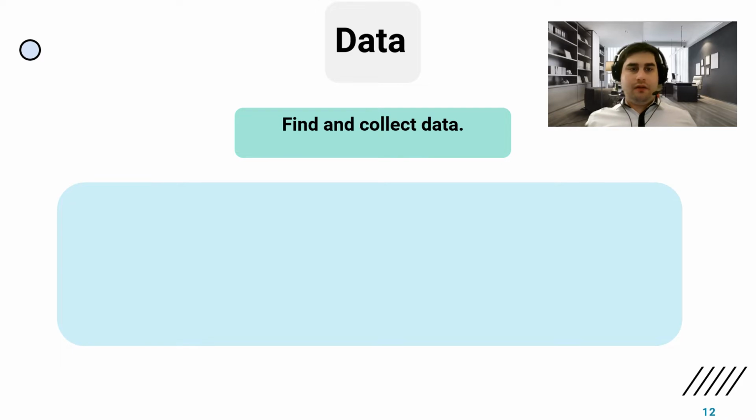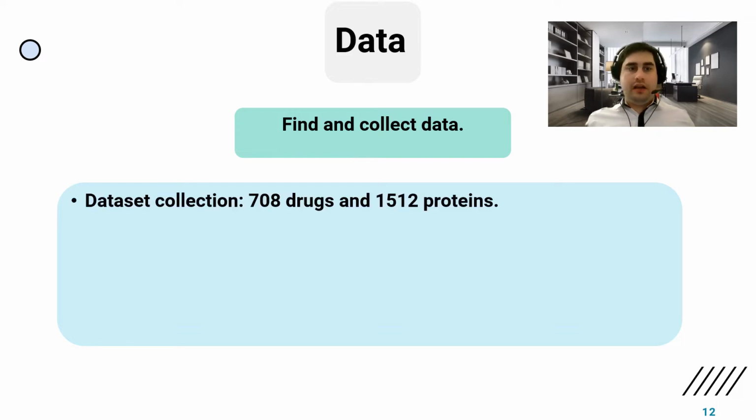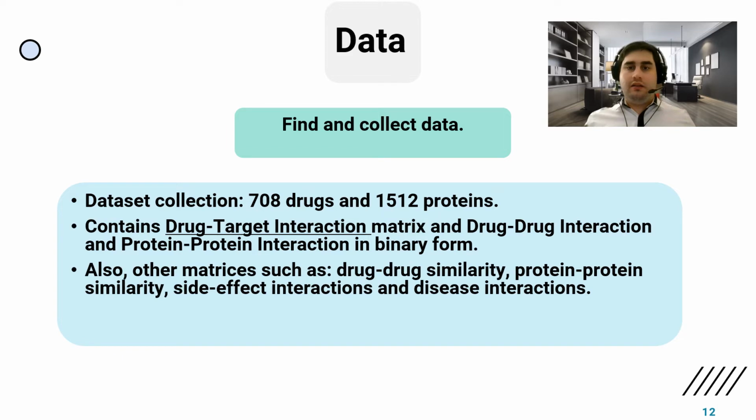The dataset we found was previously used in research work and consists of 7,800 drugs and 70,512 proteins. Also, this dataset contains a drug target interaction matrix, a drug-drug interaction matrix, and a protein-protein interaction matrix, which were in binary form. The only negative about this dataset was that it did not include features about the drugs and proteins, and thus we had to extract them.